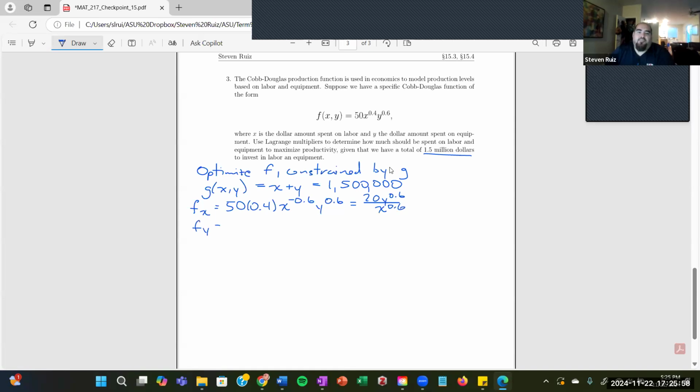With respect to y, that comes out to be 50 times 0.6 times x to the 0.4 times y to the negative 0.4. So what is 50 times 0.6? That's 30. So 30 times x to the 0.4 over y to the 0.4.